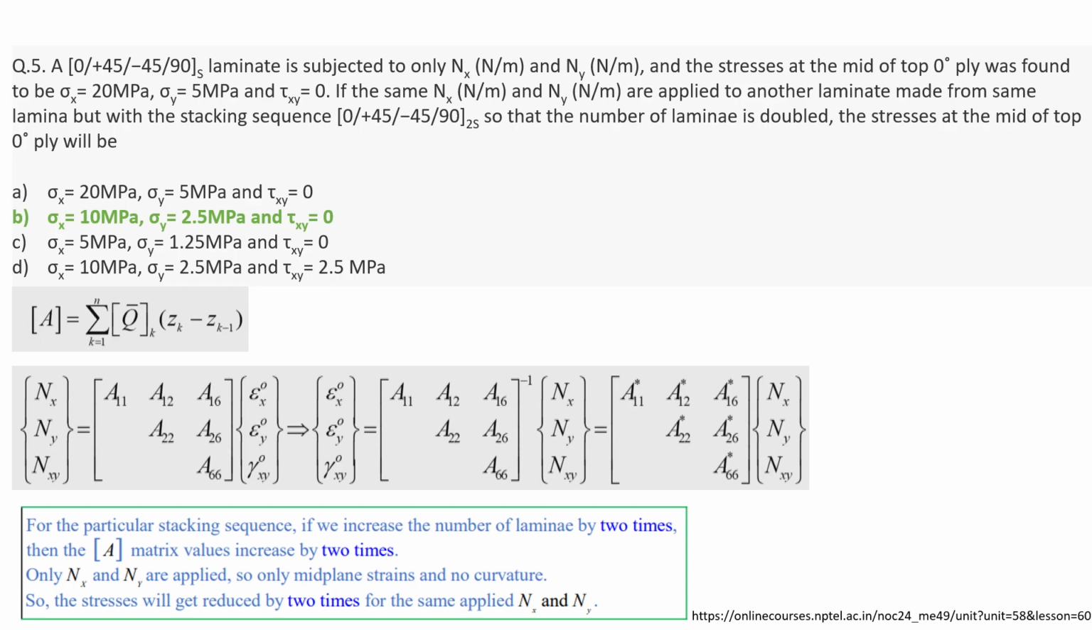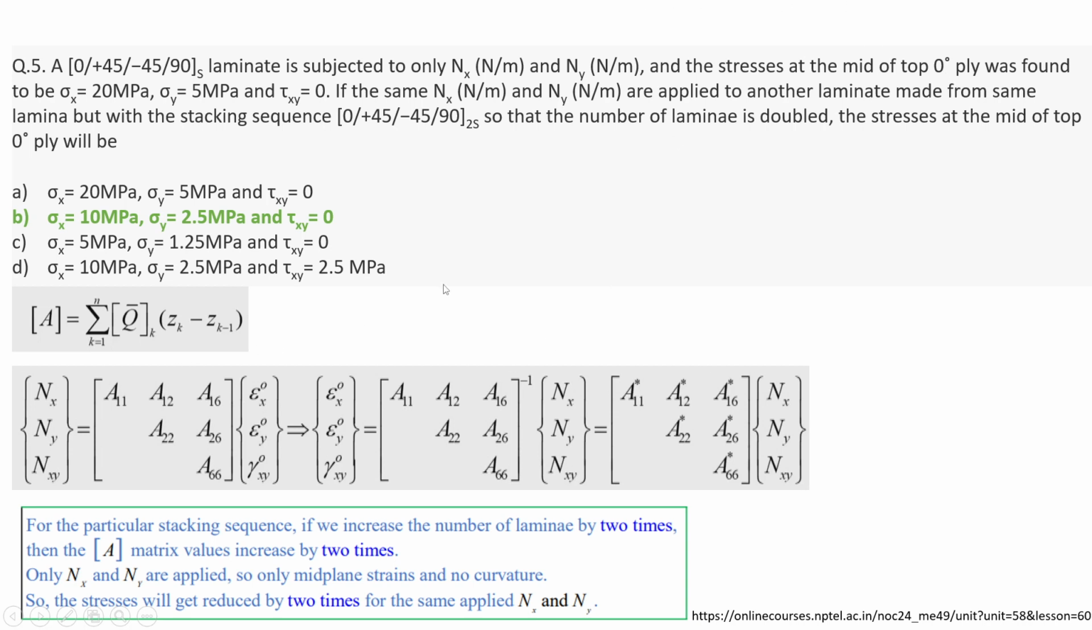So here, what is given to us? First it is given one laminate structure, that is 0 plus 45 minus 45 90, then symmetric, that means there will be 90 minus 45 plus 45 0. So this laminate we have with 8 laminas. It is subjected to loads, that is nx and ny, and we have to find the strain of the 0-degree ply.